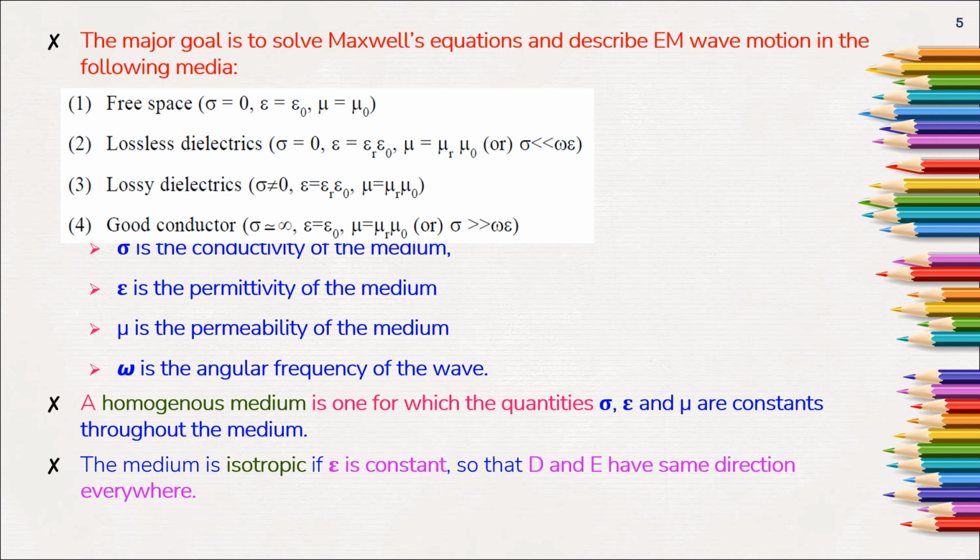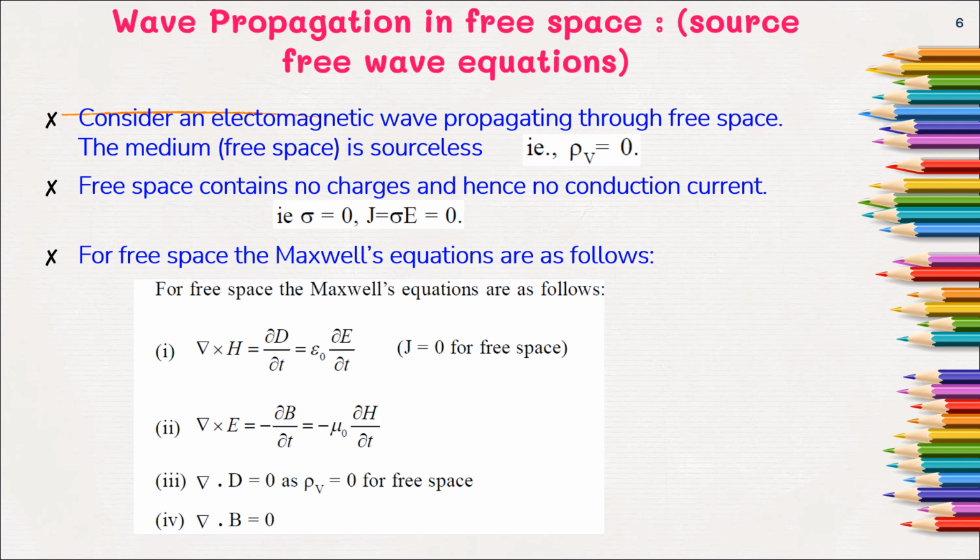And we are going to see what is called a homogeneous medium. A homogeneous medium is one where sigma, epsilon and mu are constants throughout the medium. And the medium is isotropic if epsilon is constant and D and E have the same direction everywhere. Now let's study wave propagation in free space. When I say free space, it's source free wave equations.